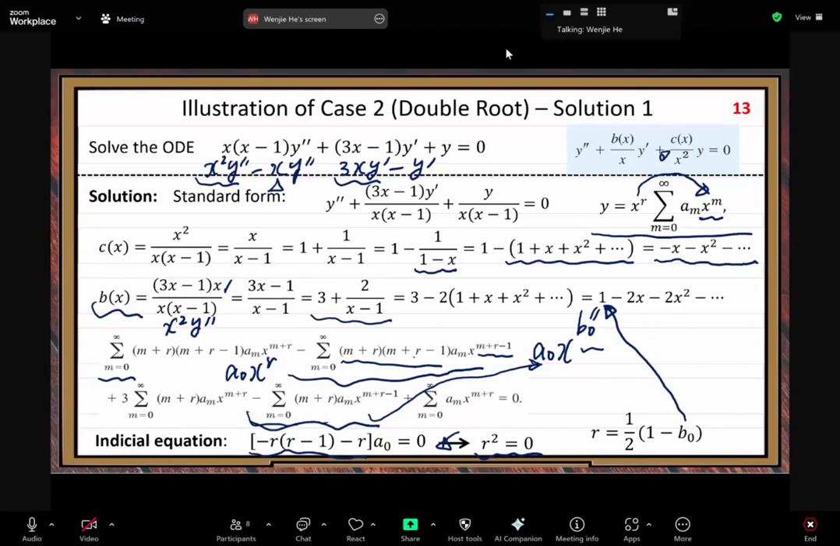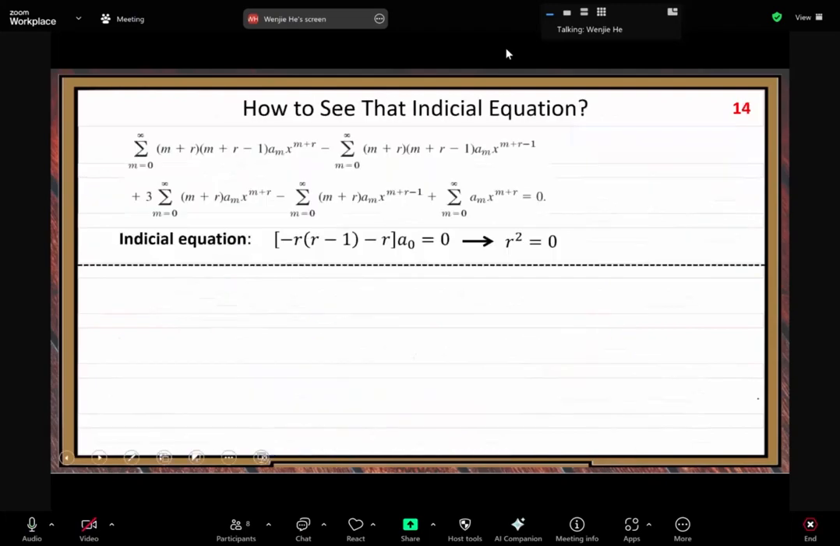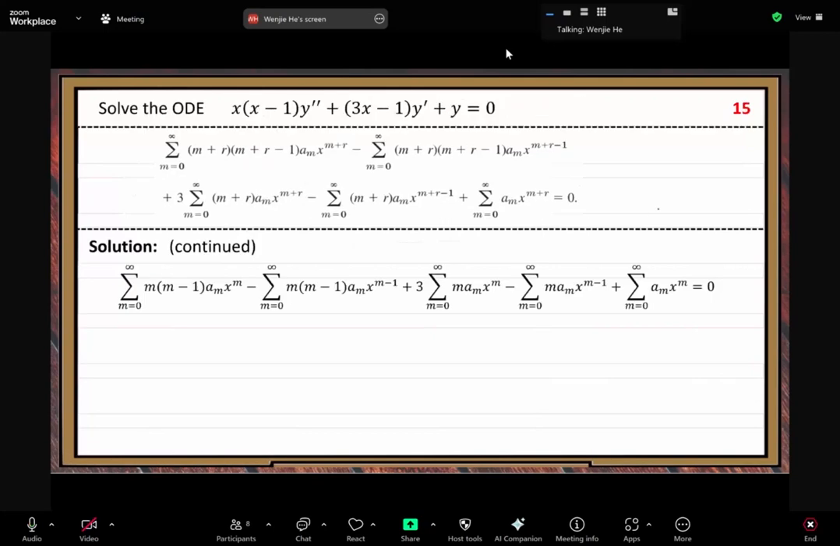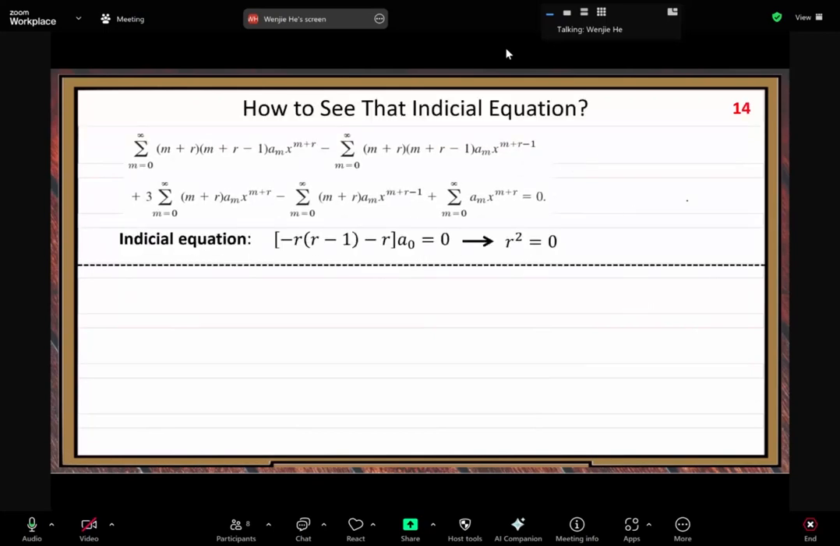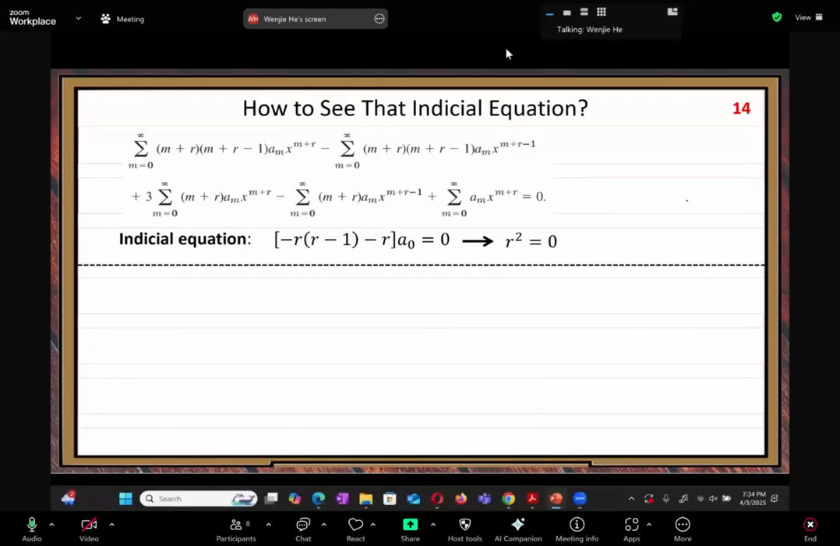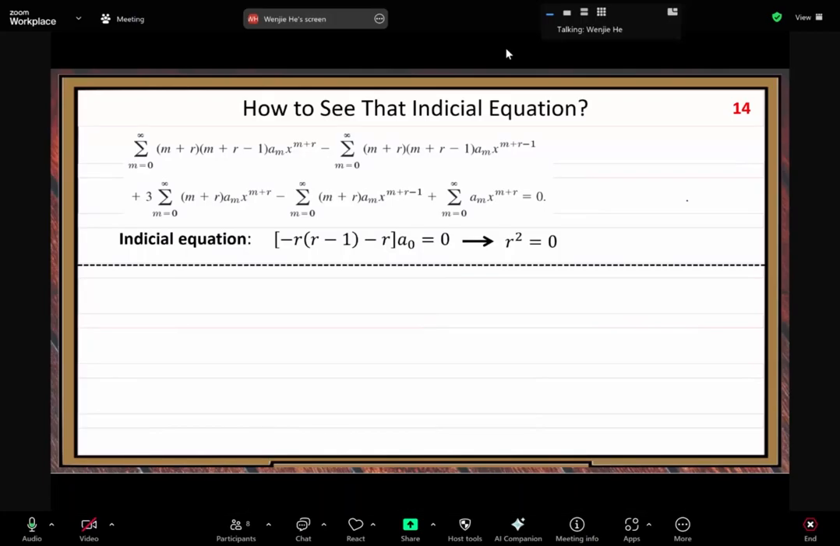Now, next we need to work on what we have so far. Now r equals 0, so we can plug in r equal to 0. Here you need to be very patient. Let's see how we simplify each summation.